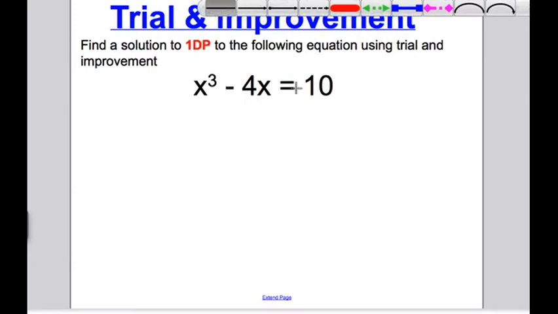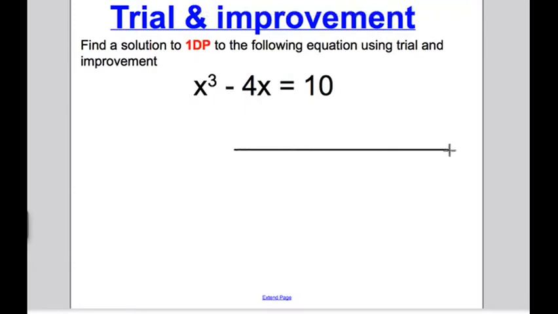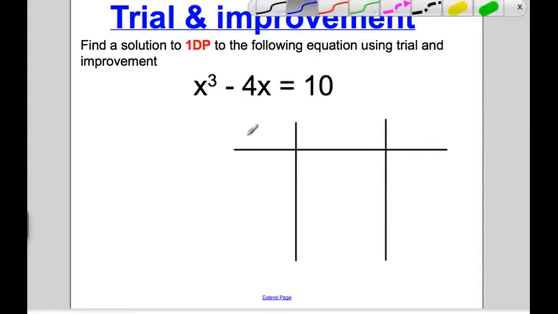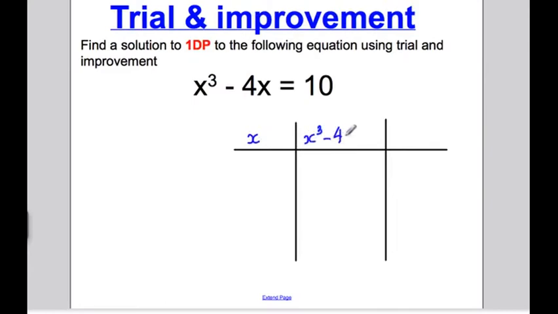The first thing you always do, usually the question actually draws a table for you, but if not, you draw yourself a table. In this column, it's your x value. In this column, it's your value that you get when you work out x cubed minus 4x. And in the third column, it's a comment column where you talk about too high or too low.